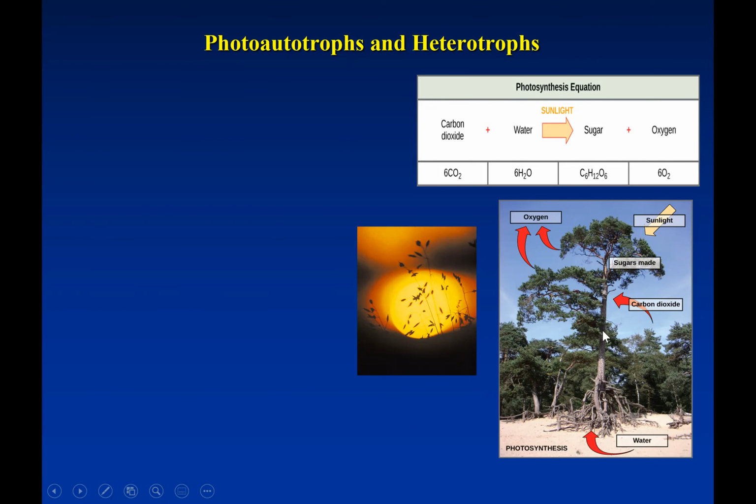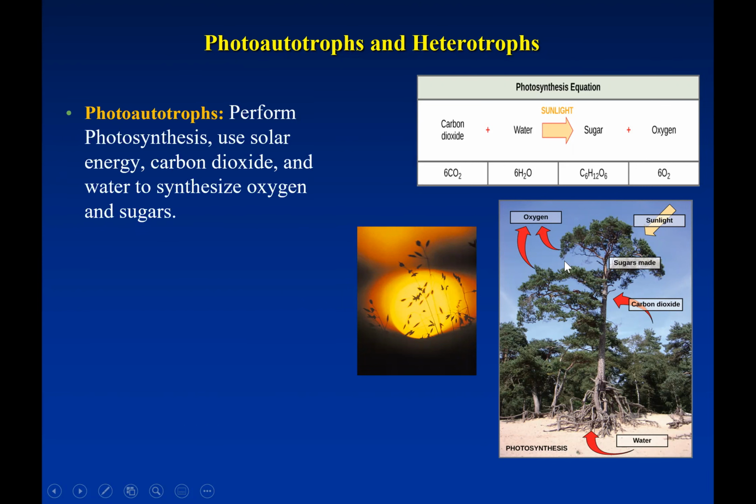So here's a picture from your book. We have a tree. It absorbs sunlight, and it's absorbing carbon dioxide and water to make sugars. Any organism that is able to do photosynthesis is called a photoautotroph. It's using light. If it's using chemicals as an energy source, it will be called a chemoautotroph.